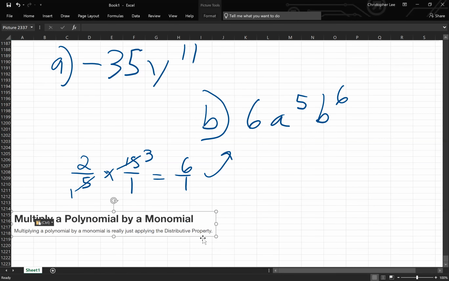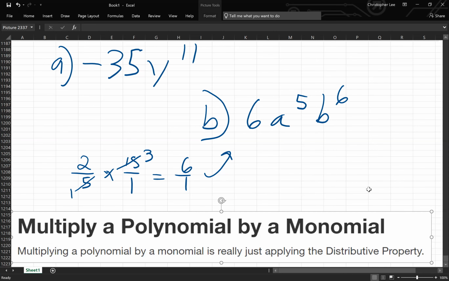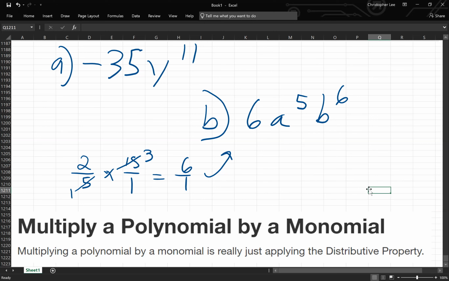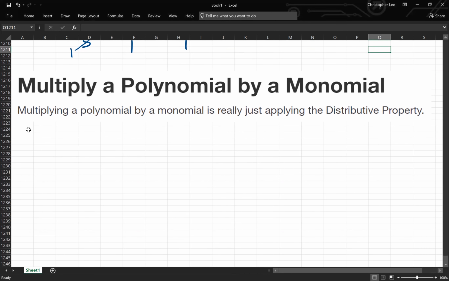So let's take a look at this one. We want to multiply a polynomial by a monomial, right? So multiplying a polynomial by a monomial is really just applying the distributive property, which we all know how to do already, right? Nothing new here. So let's just take a look at it. Real simple, real simple.